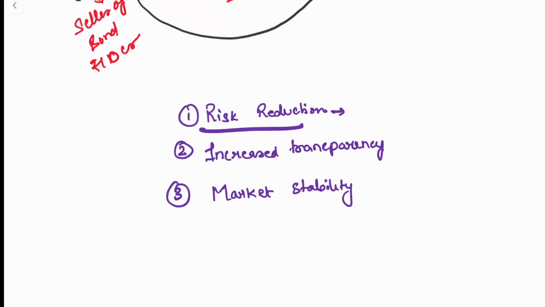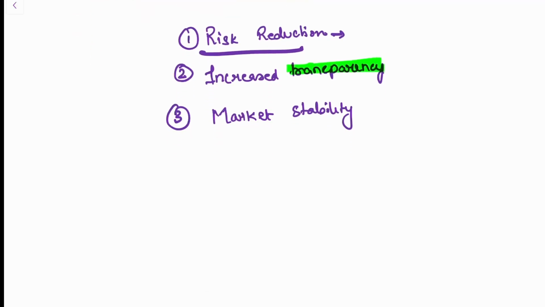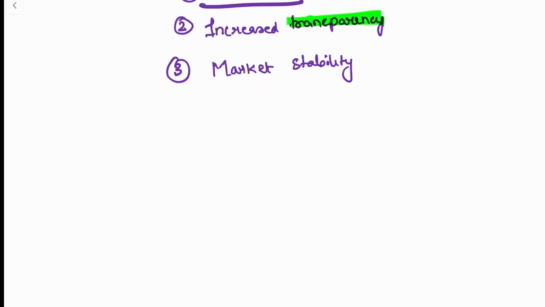Increased transparency. Why? Because over here CCP can track all the trades, making the system more reliable. If you want, you can write down: CCP tracks all the trades, making the system more reliable. Point number 3, market stability. Write down: reduce panic during crisis, since CCP manages defaults.